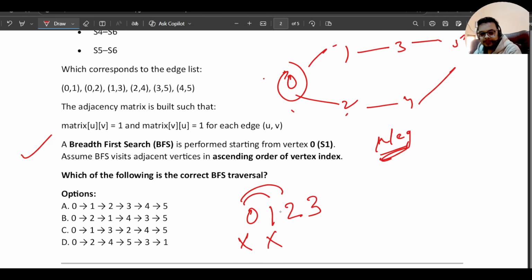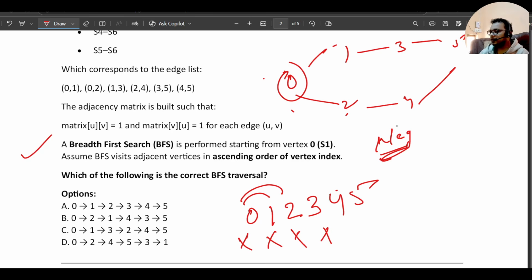Now we will move forward to 2. What is the neighbor of 2? 4. Is there any other neighbor of 2? No. So 2 is done. Now we have 3. What is the neighbor of 3? It's 5. Any other neighbor? No. So 3 is also done.